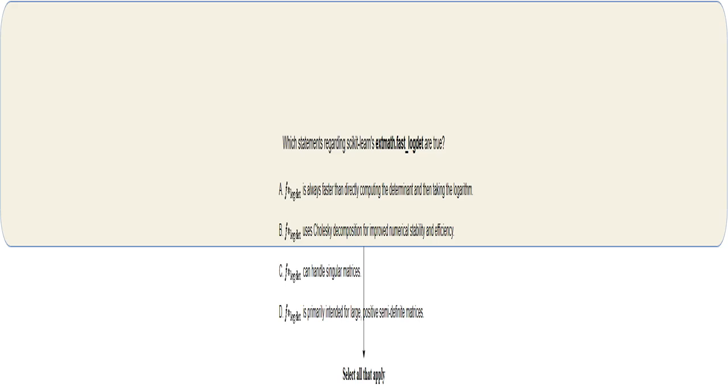Let's explore the statements one by one to understand scikit-learn's extmath fast_logdet function better. It's all about efficiently calculating the logarithm of the determinant of a matrix. Think of the determinant as a single number summarizing some key properties of the matrix, and the logarithm just helps with scaling and numerical stability. This function is particularly useful when dealing with covariance matrices, which often arise in statistics and machine learning. We'll look at each statement carefully, considering its implications and whether it aligns with the known behavior of fast_logdet.